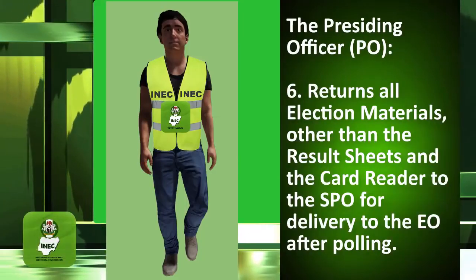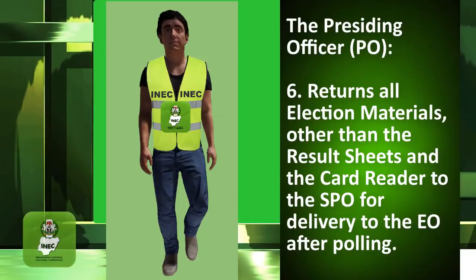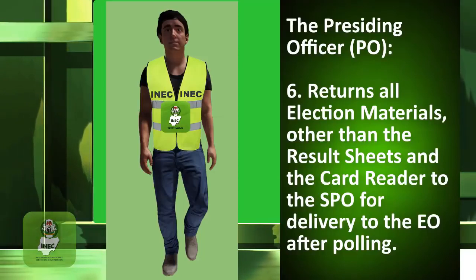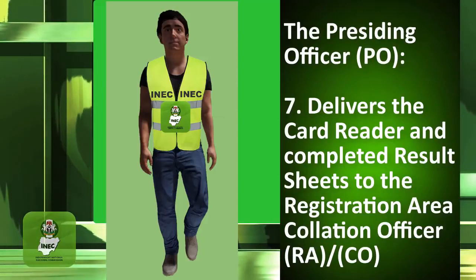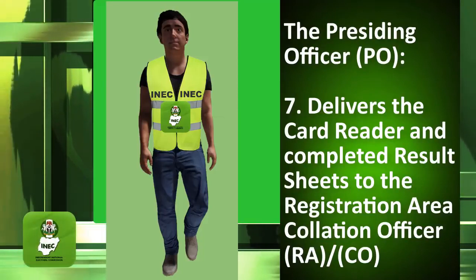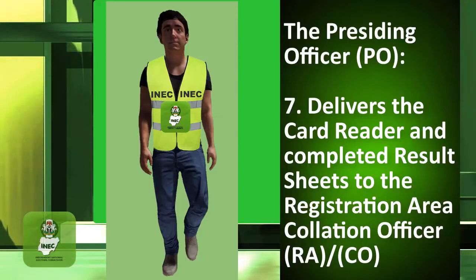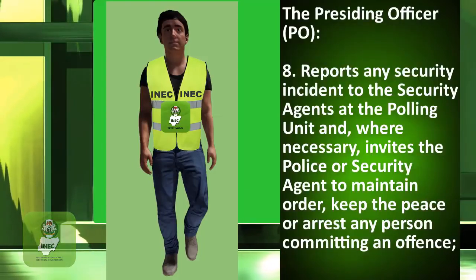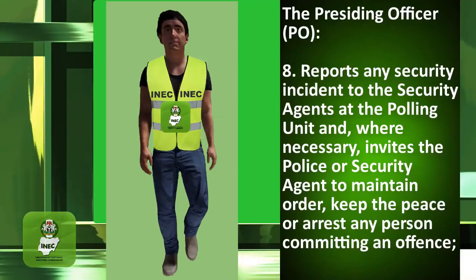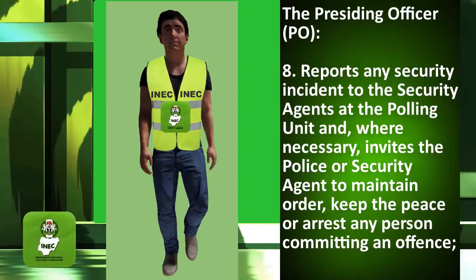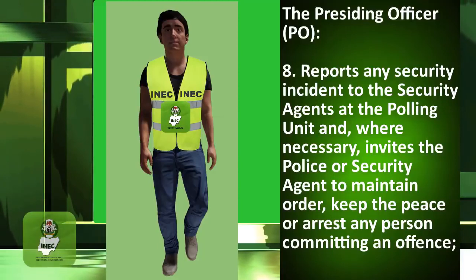6. Returns all election materials, other than the result sheets and the card reader, to the SPO for delivery to the EO after polling. 7. Delivers the card reader and completed result sheets to the Registration Area Collation Officer, RACO. 8. Reports any security incidents to the security agents at the polling unit and, where necessary, invites the police or security agents to maintain order, keep the peace or arrest any person committing an offense.